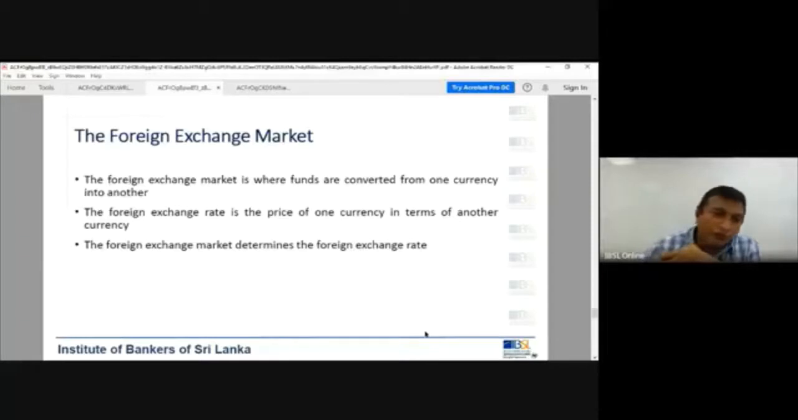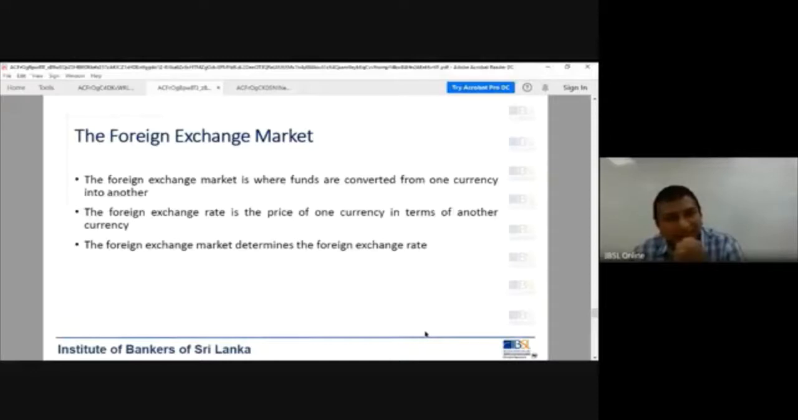Okay. So the foreign exchange rate is the price of one currency. It is nothing but the price of a good that you are familiar with, the coconut. Coconut is, let's say, 110 rupees now. So you express it in terms of Sri Lankan rupees. Similarly, when you say US dollar, you say 185 Sri Lankan rupees. Similarly, when you say Japanese yen, 1.8 rupees, right? So it is an expression that you are making.